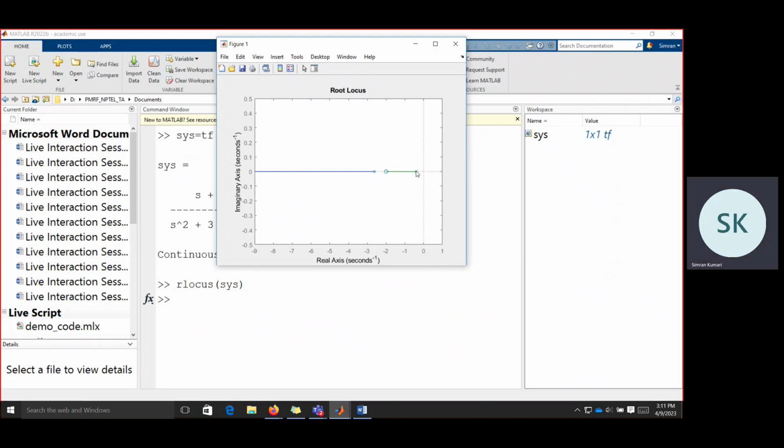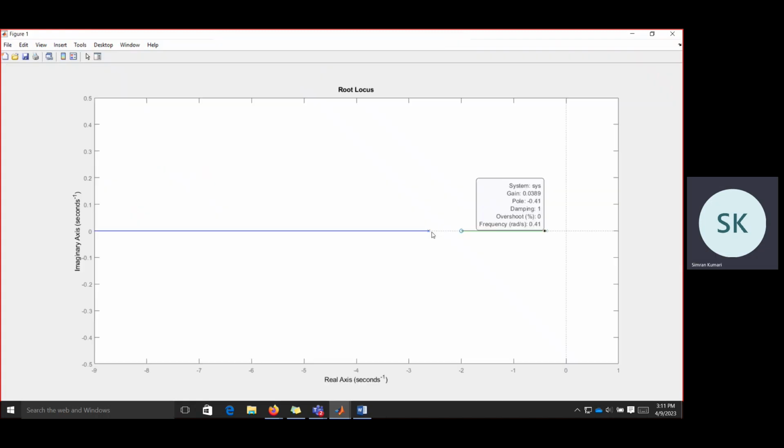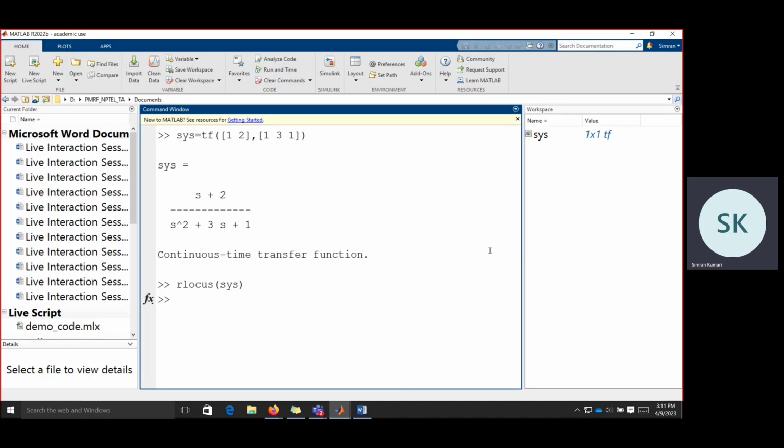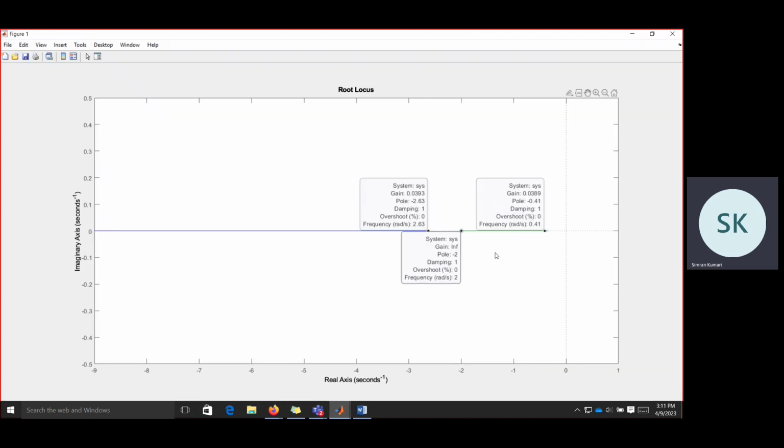So we have two poles. We obtain this root locus. This is one pole, this one is another pole, and this is the zero of that system. Okay, so we can see the root locus. If we plot the root locus, all the poles are in the left half plane. The open loop poles are also in the left half plane, so this system is stable.